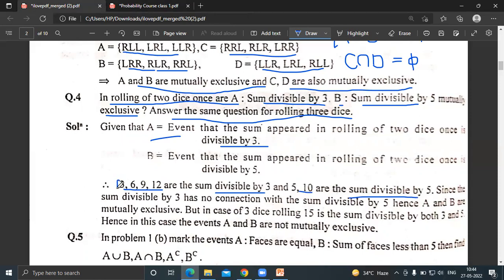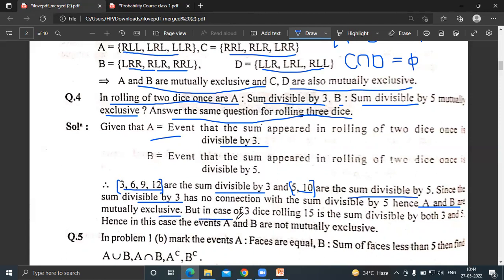So these are your A set and these are your B set. So check whether any element lies in both A and B or not. Here the elements are 3, 6, 9, 12 and here the elements are 5 and 10. So no common points exist. So it's mutually exclusive. Here it's written in this way: A and B are mutually exclusive.